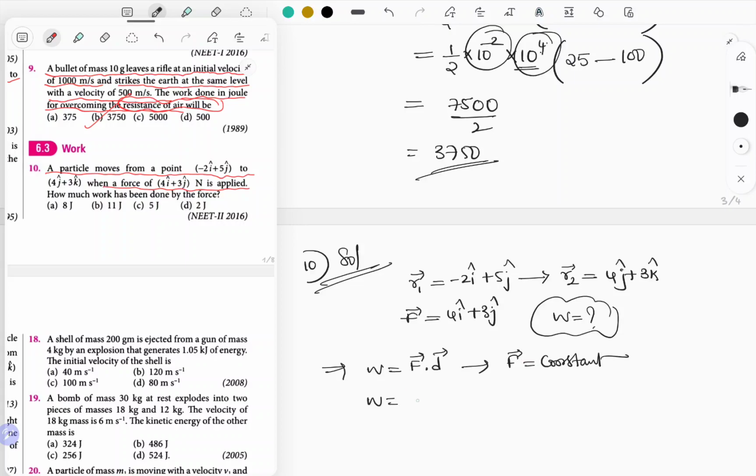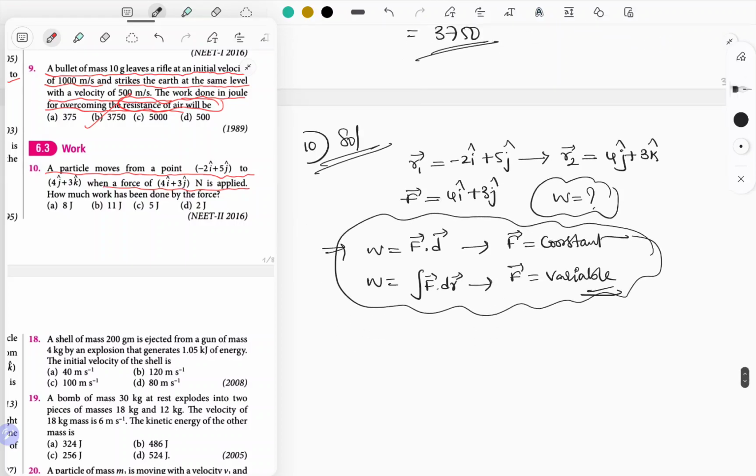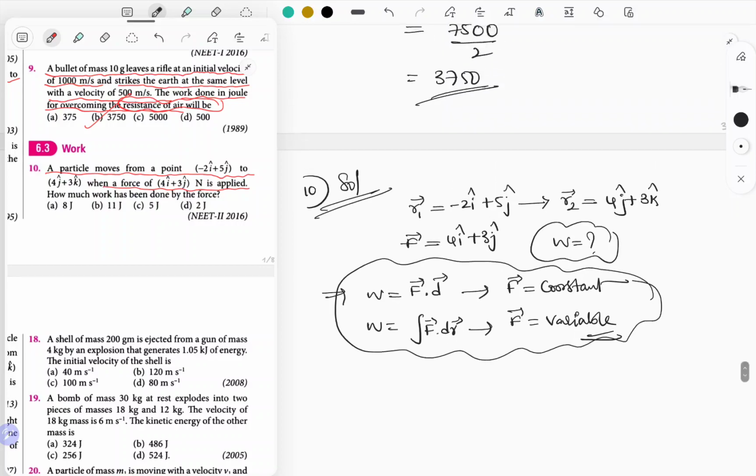If force is variable, we are going to use F bar dot dr bar. So this formula is applicable if force is variable. These are the two formulas we are going to use in work done calculation. Check whether the given force is constant or variable. How can I decide? If it depends on any other variables, then that is going to be a variable force. If it is not depending upon any other variable, then it is a constant force.